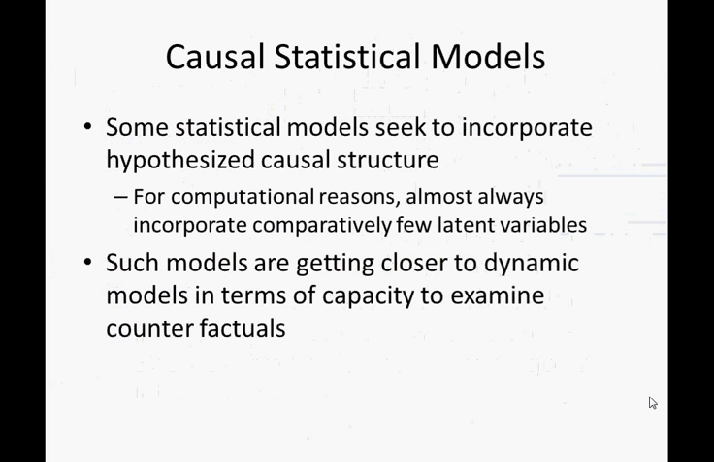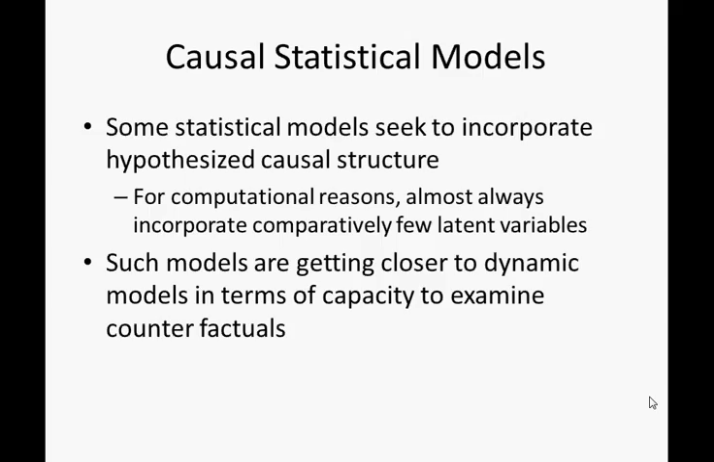Now, there are a class of statistical models that seek to incorporate causal structure. They're sometimes confusingly called causal models, which is also a term confusingly given to dynamic models, although they're different types of models. And such models are getting closer to dynamic models. And we've worked with some of them in our work. And again, I'm not going to say there's going to be forever a solitude.